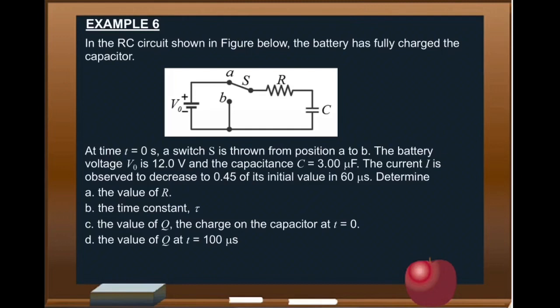So initially the switch S is at position A. When switch S is at position A, the capacitor experiences a charging process, which happens until the capacitor is fully charged and it reaches the maximum charge Q naught. So we can start out by finding Q naught using the formula Q naught is equal to CV naught, in which C is the capacitance, 3 microfarad, so 3 times 10 to the power of negative 6, times the battery voltage V naught, which is 12 volt. And then we will get the maximum charge 36 times 10 to the power of negative 6 coulomb.